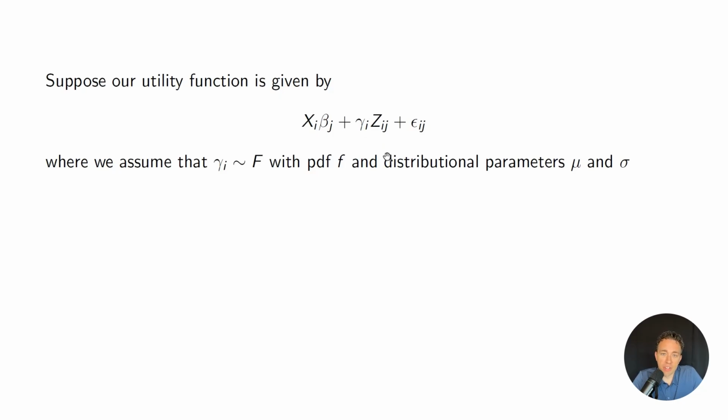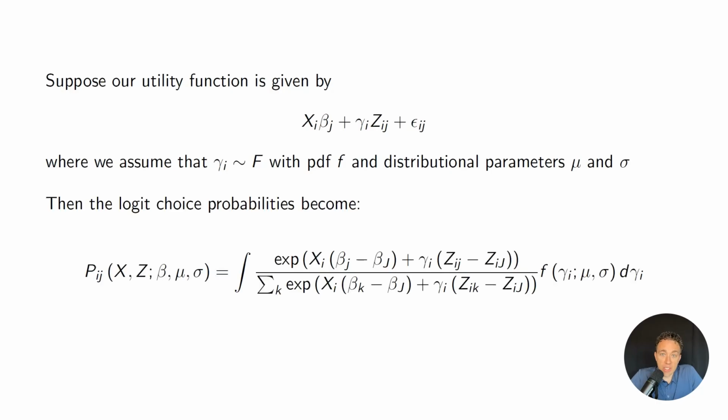And in this example, let's just mix over the gamma parameter. So this is going to mean that gamma i is drawn from some distribution f with PDF lowercase f. And then it has distributional parameters mu and sigma that we're going to need to estimate as well. Under these assumptions, and given that epsilon is type 1 extreme value, IID, then we're going to get mixed Logit choice probabilities that are going to be a function of gamma i, but gamma i is unobservable, and so we're going to need to integrate it out according to its PDF little f. So our parameters now are beta, mu, and sigma instead of just beta and gamma.